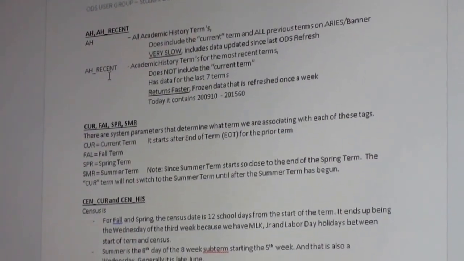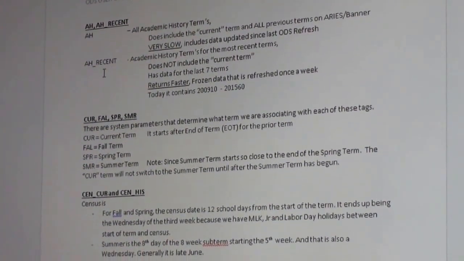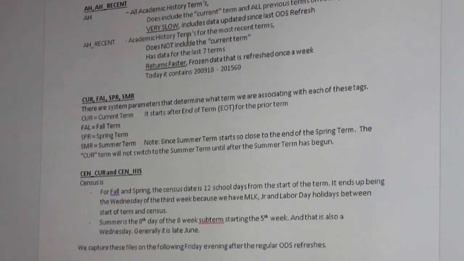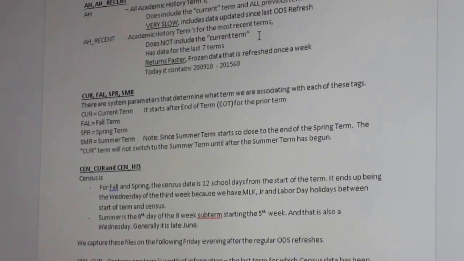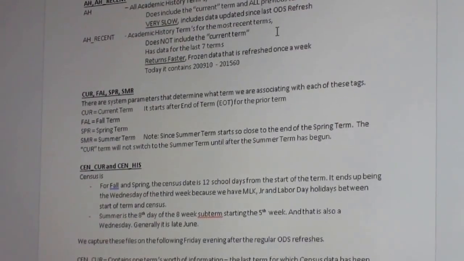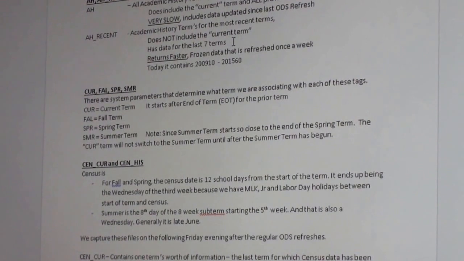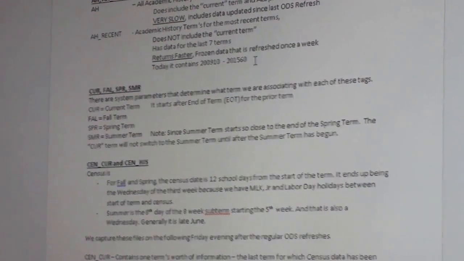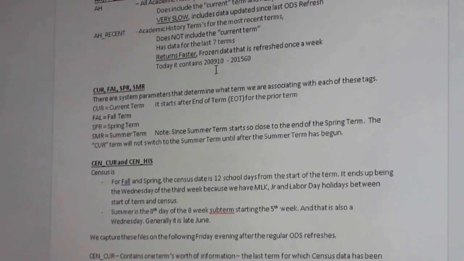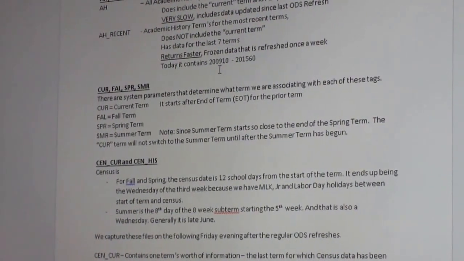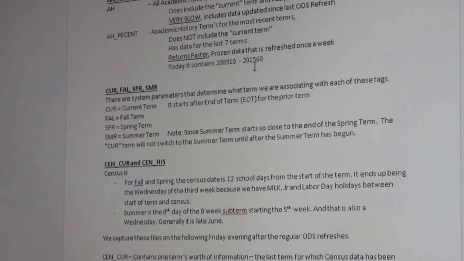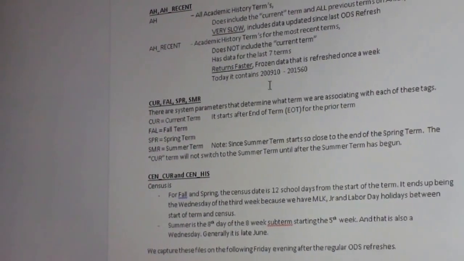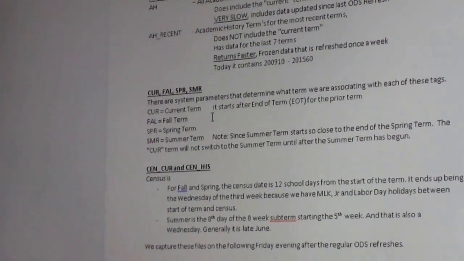AH recent is kind of not quite frozen, but it is a point in time kind of type stuff, and correct me here. It does not contain current data. It does have the data from the previous 7 terms. It will return much faster, and right now, today, it contains 2009-10 through 2015-16. So it's actually 7 years. 7 years. Not 7 terms.